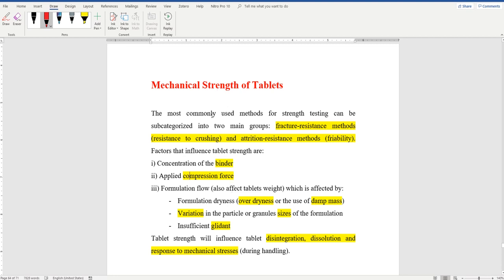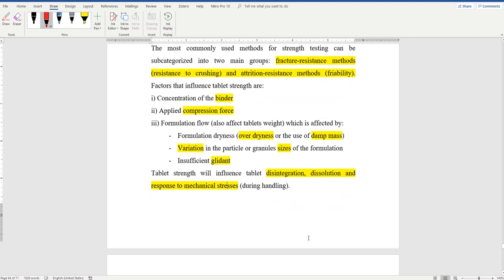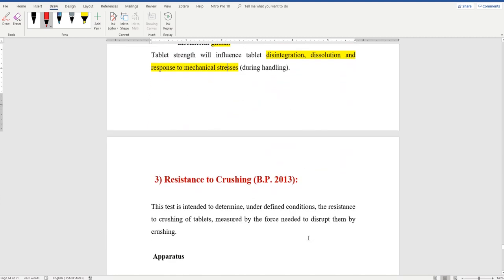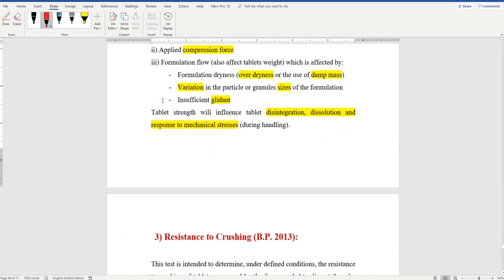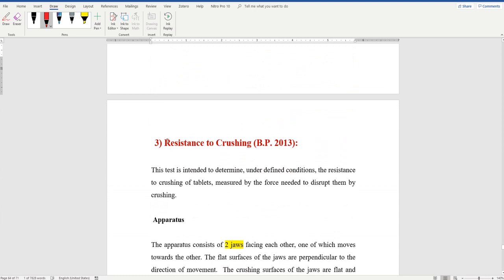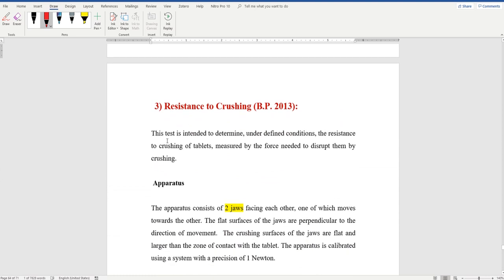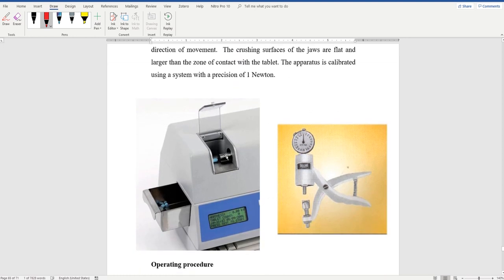Anything that can affect tablet strength can also affect tablet disintegration, dissolution, and of course response to mechanical stresses during handling, as I said, ejection of tablets, packaging, transportation, etc. Now let's talk about the first category, low fracture resistance methods, and we will talk about resistance to crushing, commonly known as hardness tests.